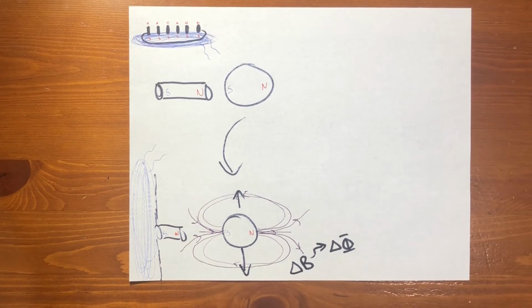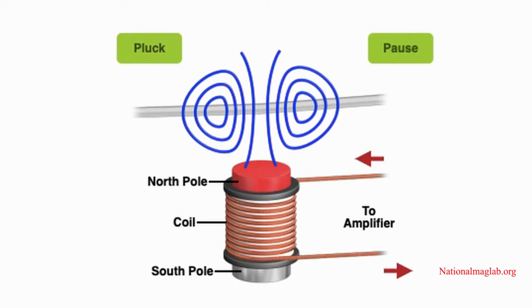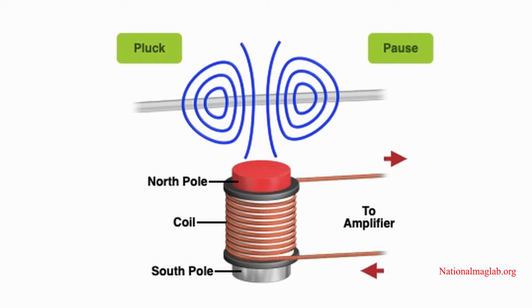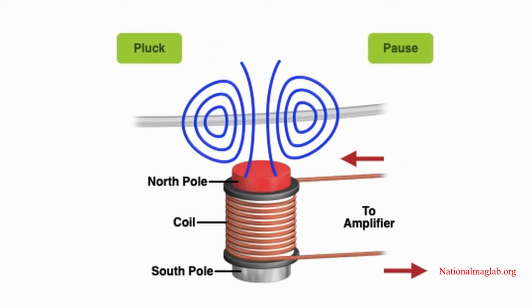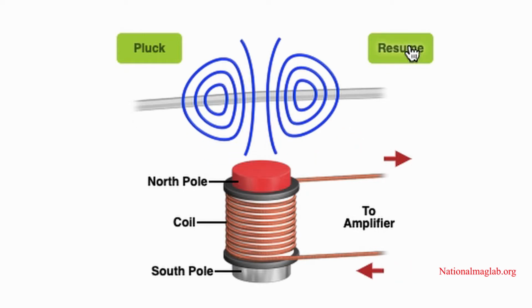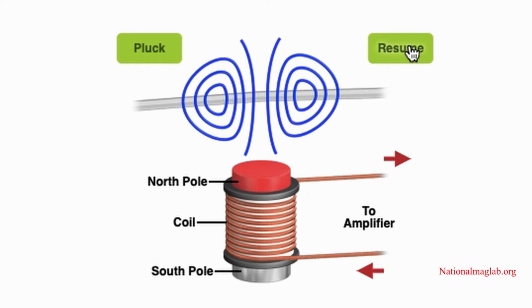What happens when there's a change in flux? There's a process called electromagnetic induction. Here's a demonstration. This is essentially the opposite of how an electromagnet works. We are creating electricity by changing the magnetic field. As the string oscillates back and forth, there is a change in magnetic field where the coil is wrapped around. In turn, there is a current that flows back and forth from the amplifier.